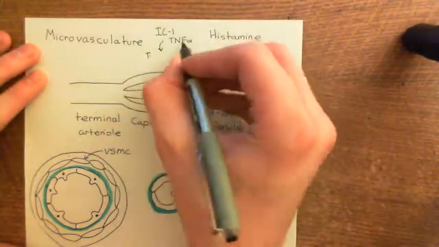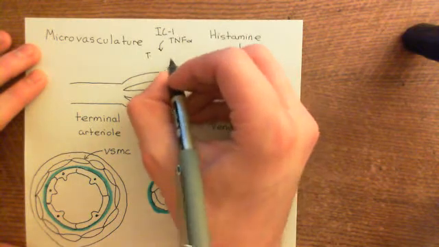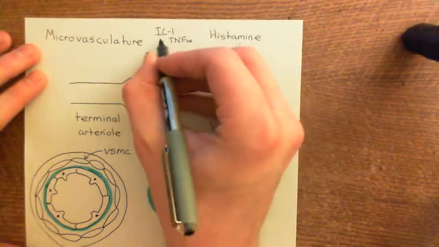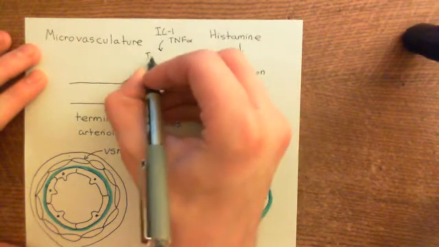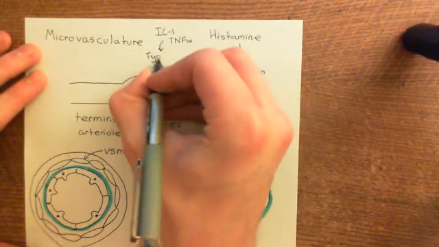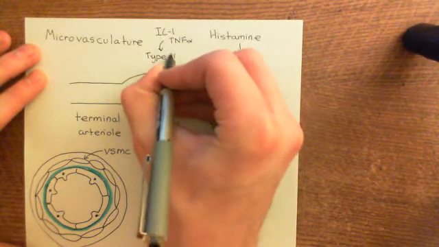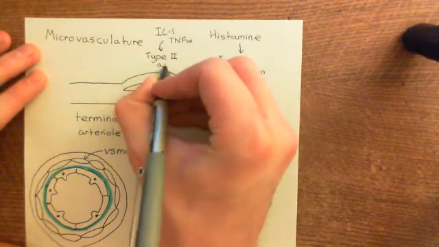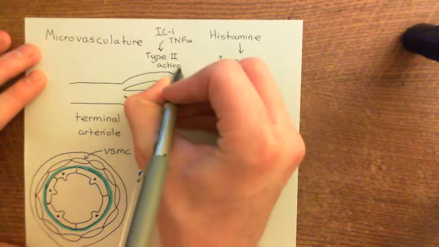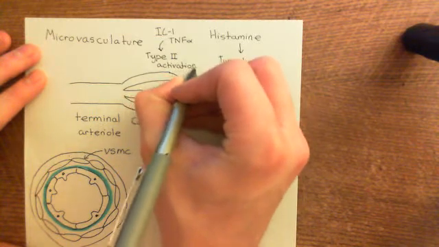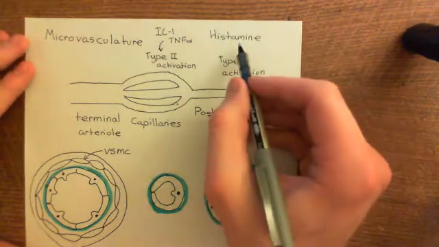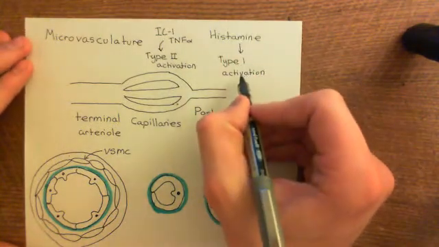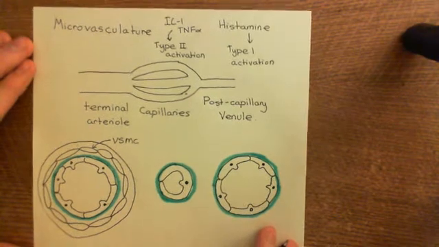So it's not the fact that these are just taking longer to get there, it's that the actual pathways interleukin-1 and tumor necrosis factor alpha induce take longer to initiate. Okay, and they're going to cause what's known as type 2 activation of endothelial cells. And this takes hours. So this one takes minutes, this one takes hours. So histamine activating type 1 activation is going to occur first.